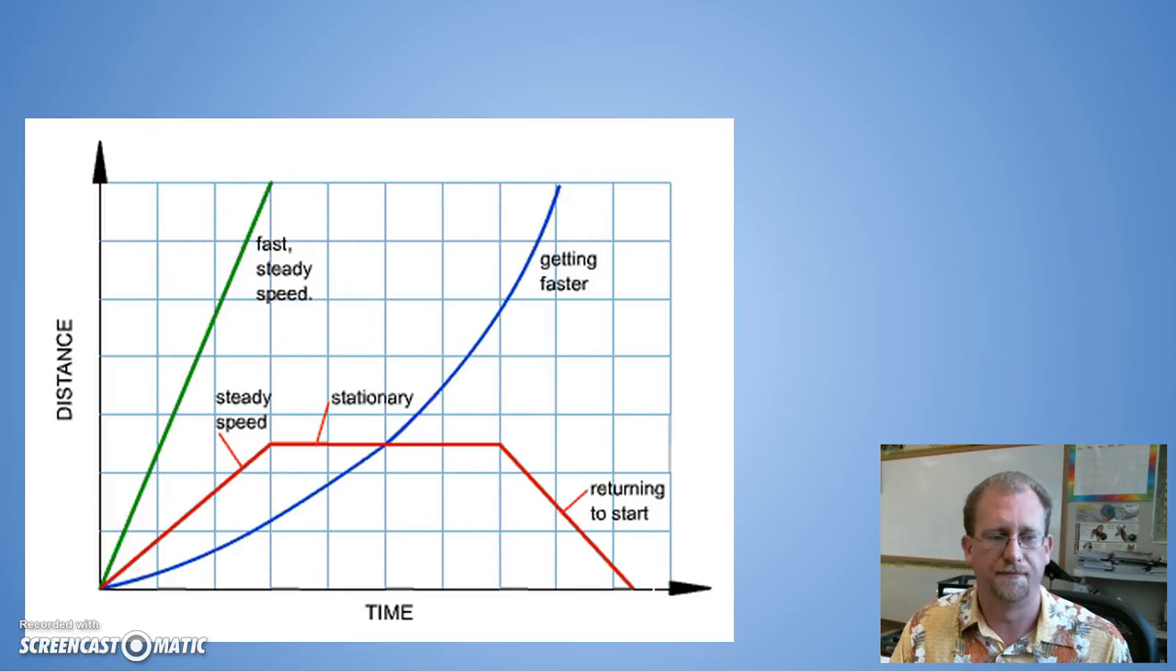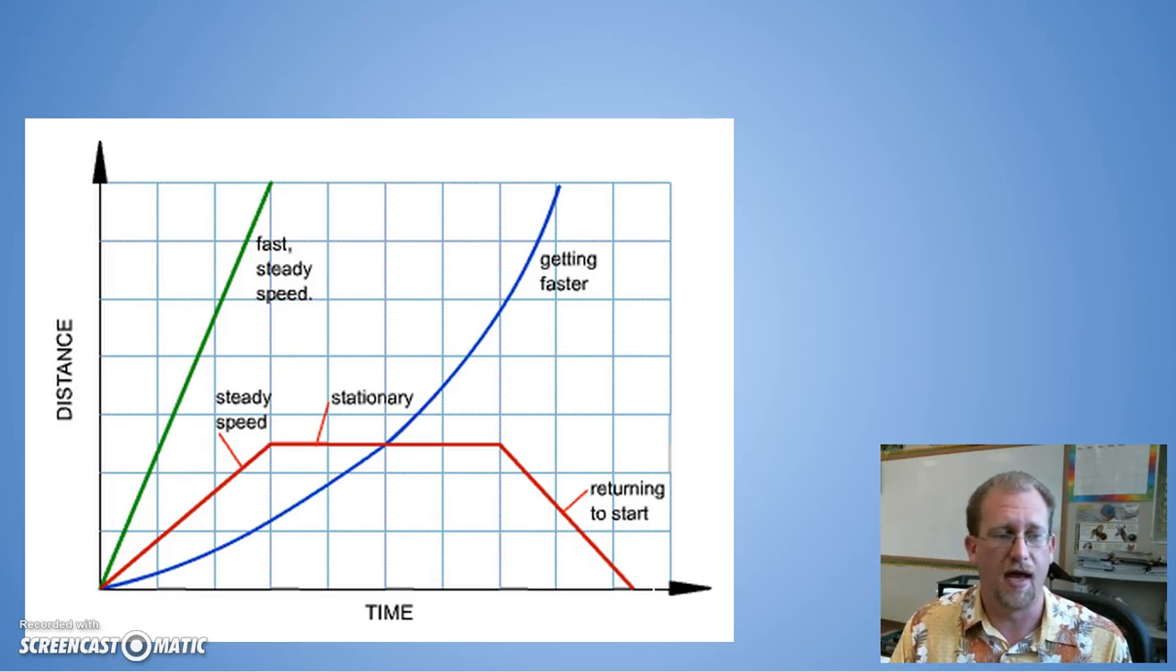Some other things to look at here. Here's a couple of different examples of distance versus time or displacement graphs, different things that you can see in these graphs. Fast, steady speed, you are going further away as time goes on, and it's a constant rate of speed. So this is fast, steady travel. This would be a steady speed and then stopping and then going back home, like that first graph that we saw. And this is an example of getting faster and faster and faster as time goes on. That's an acceleration curve. Okay? So take a moment, pause the video, look at those, make sure you understand what those are showing you.